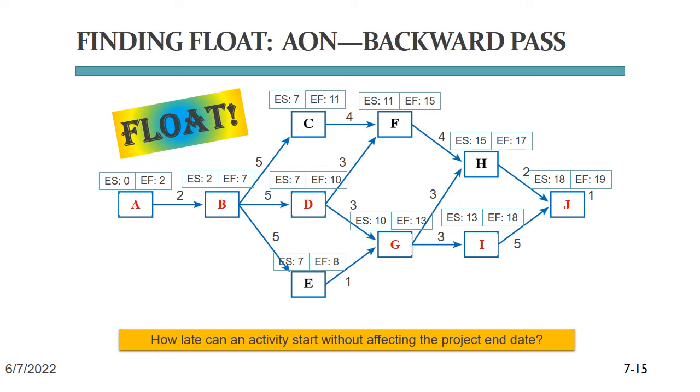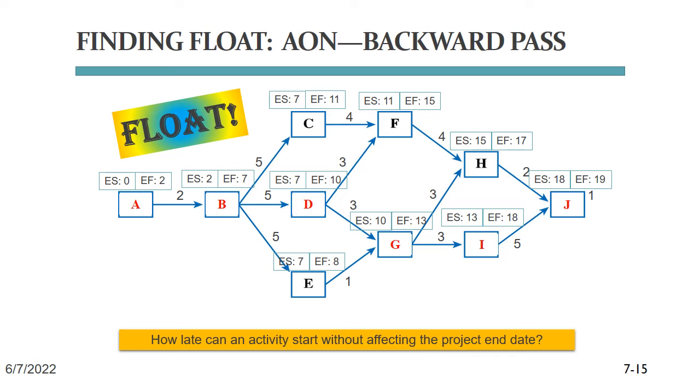All right, so backward pass. Here's how this works. In fact, it's pretty much the same as the forward pass, just in reverse. This also means that where in the forward pass we calculated the earliest start and finish dates for our tasks, during the backward pass we calculate the latest possible finish and start dates for our tasks.